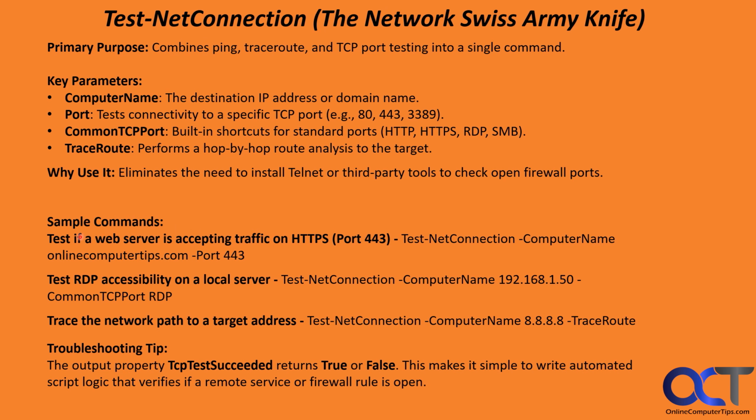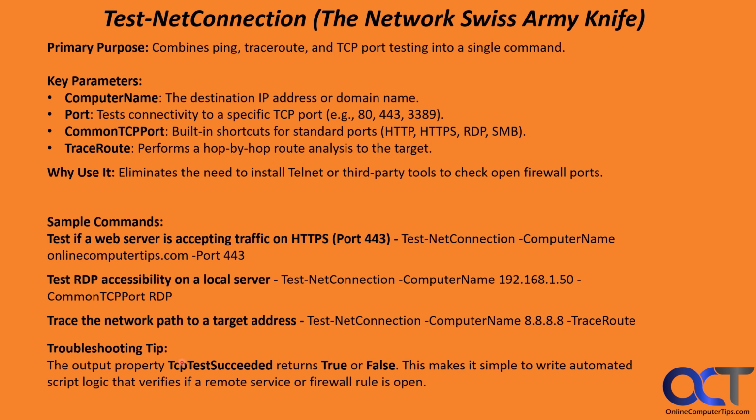All right, so here are some sample commands. So if you want to test if a web server is accepting traffic on port 443 for HTTPS, Test-NetConnection, ComputerName with this website here, port 443. So you can see here we're using a URL for our computer name. And then if you want to test RDP accessibility, same thing with an IP address, and then CommonTCPPort RDP. So you can see here that's from this list here. And then if you want to trace the network path to a target address, the same command with the computer name using the DNS server for Google here, and then TraceRoute.